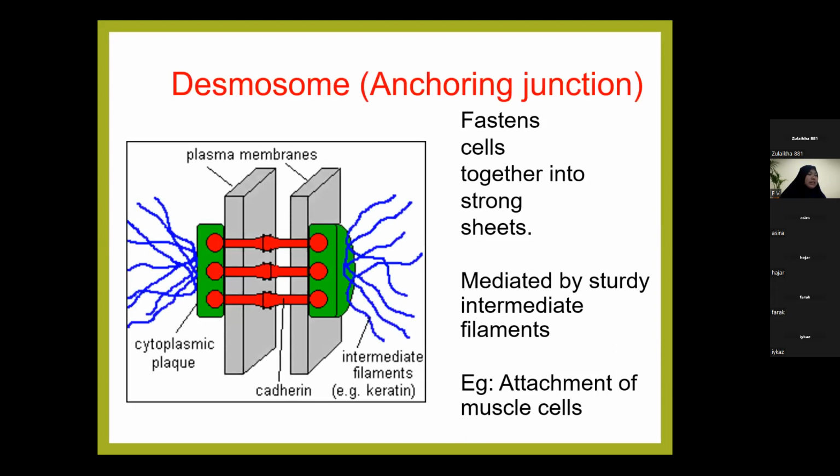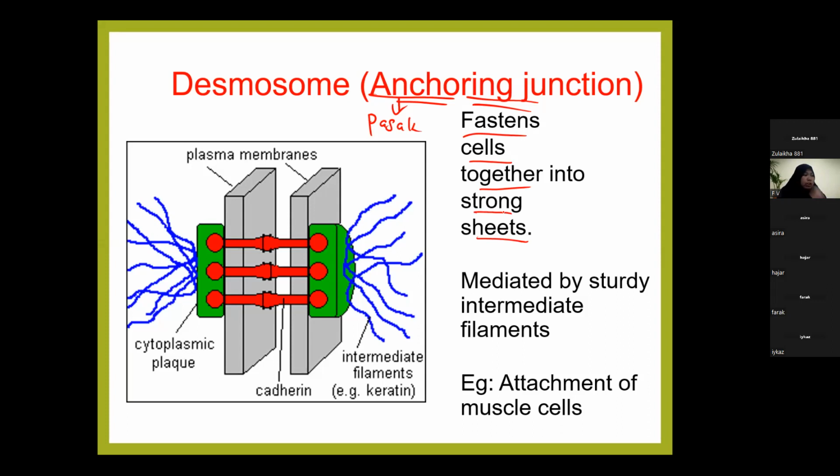Right. Number 2. Tak sempat salin bagi tahu ya. Desmosome. Okay? Nama lain desmosome is anchoring junction. Anchor. Macam pasak. Okay? Datang daripada perkataan anchor, right? So desmosome, ataupun the other name is anchoring junction. So anchoring junction fasten cell together in a very strong sheet. Tugas dia untuk pasangkan ataupun untuk melekatkan satu sel dengan sel yang lain very strong, right?